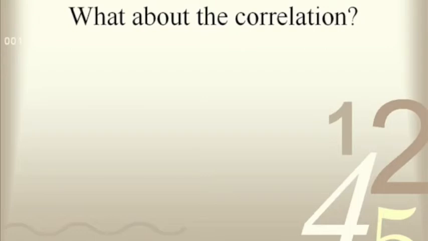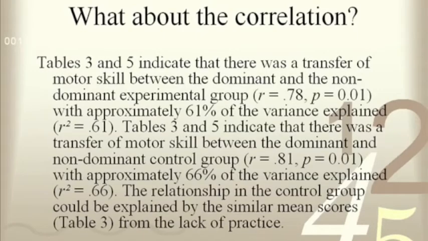Okay, that was that the groups are different. Now what about the correlation? Because that's really what the researcher wanted to know about: was there a relationship between them. Tables 3 and 5 indicate that there was a transfer of motor skills. Hey, there's the key, ding, ding, ding. There was a transfer of motor skills between the dominant and the non-dominant experimental group.